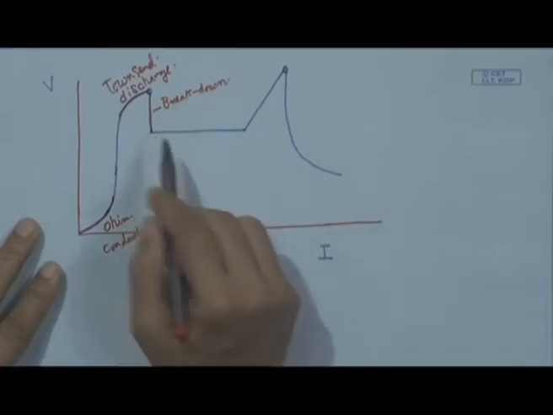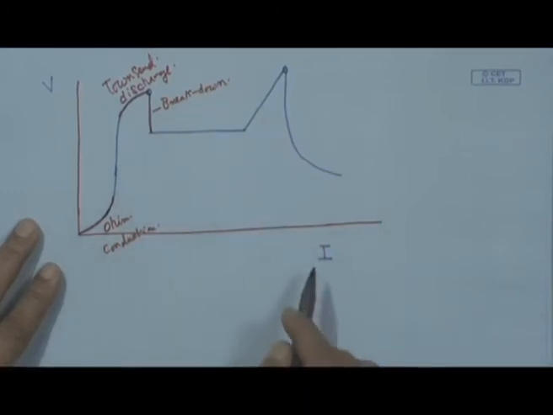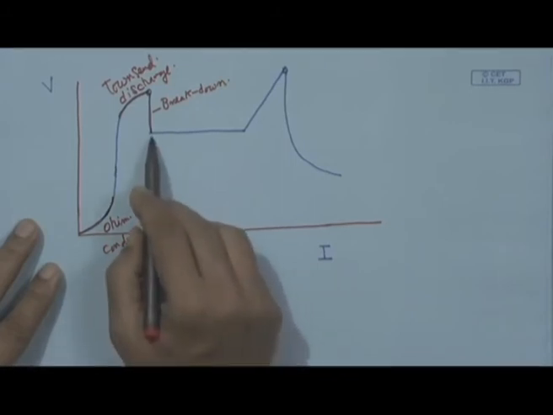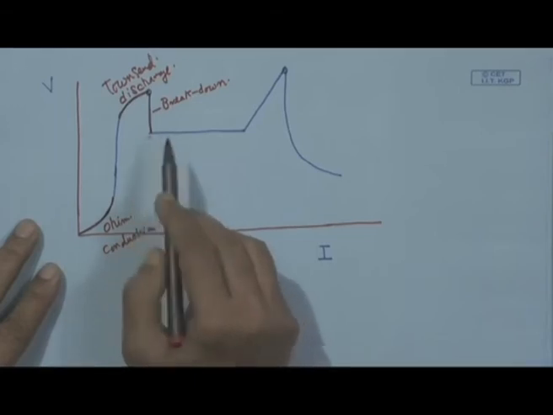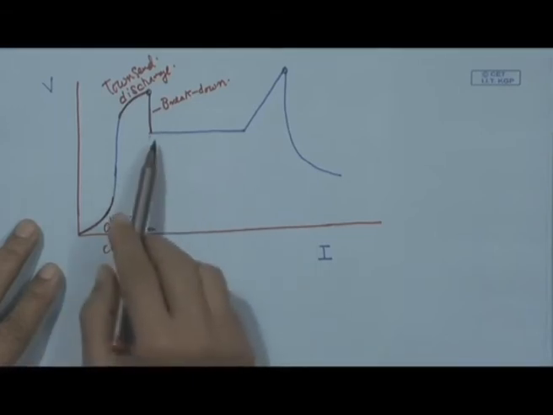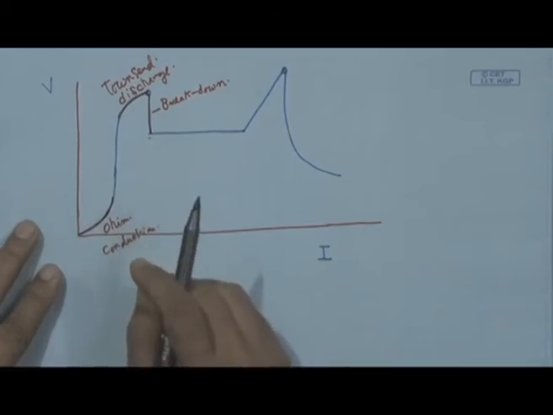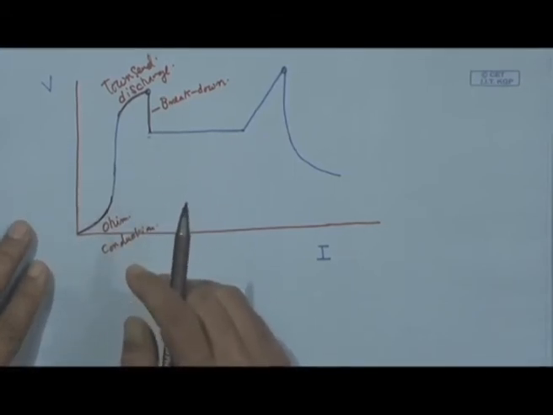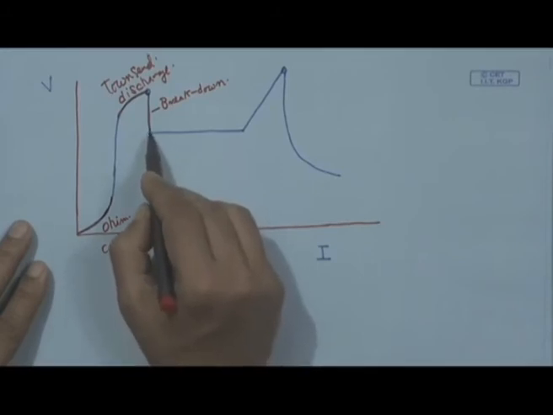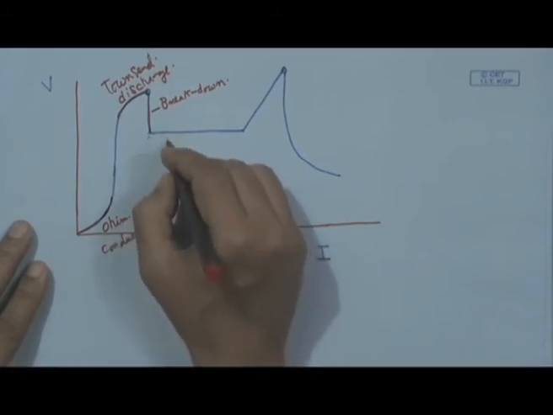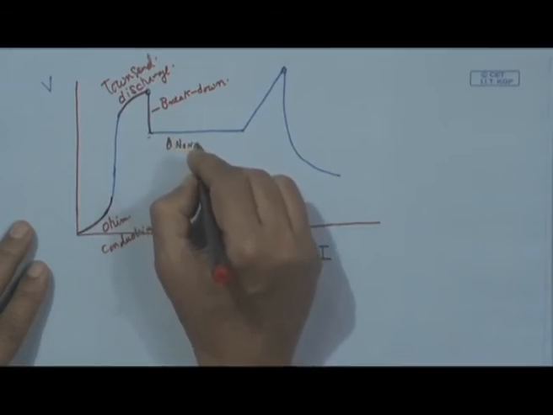After this, what is interesting is that without any further rise of voltage, the current keeps on increasing, and we can see this here. This is a typical characteristic of a DC discharge in a vacuum tube. So, this goes, and this is called normal glow.